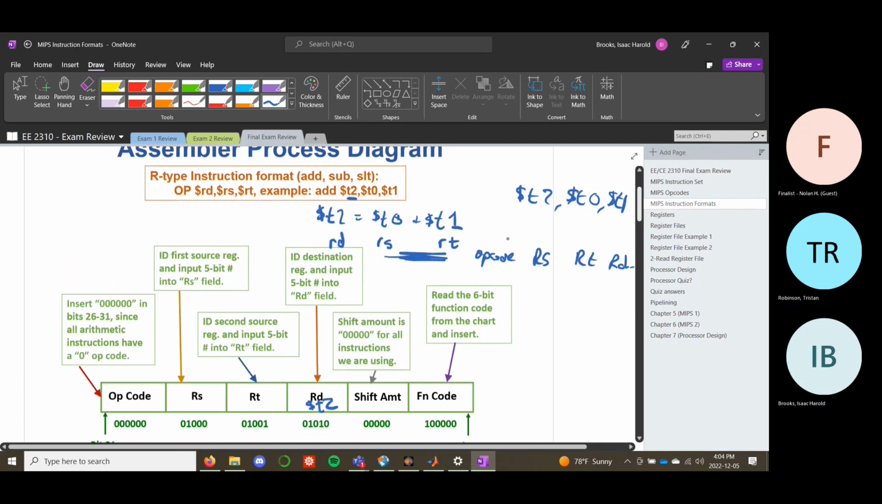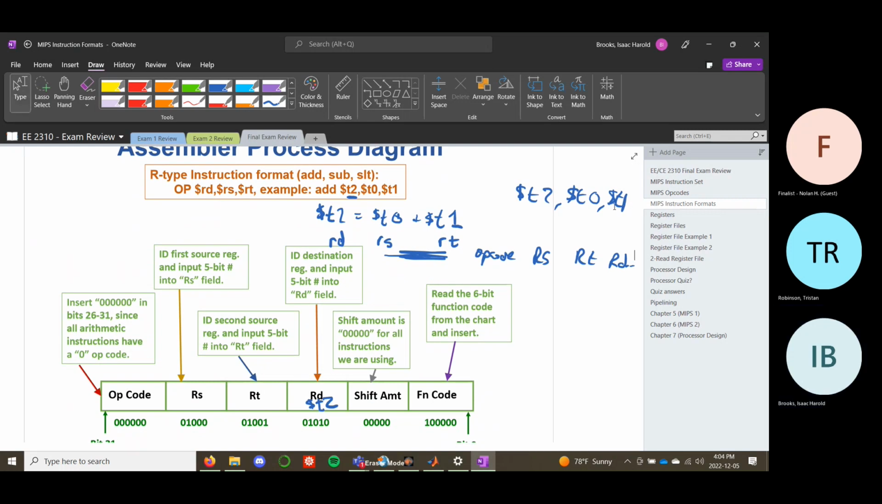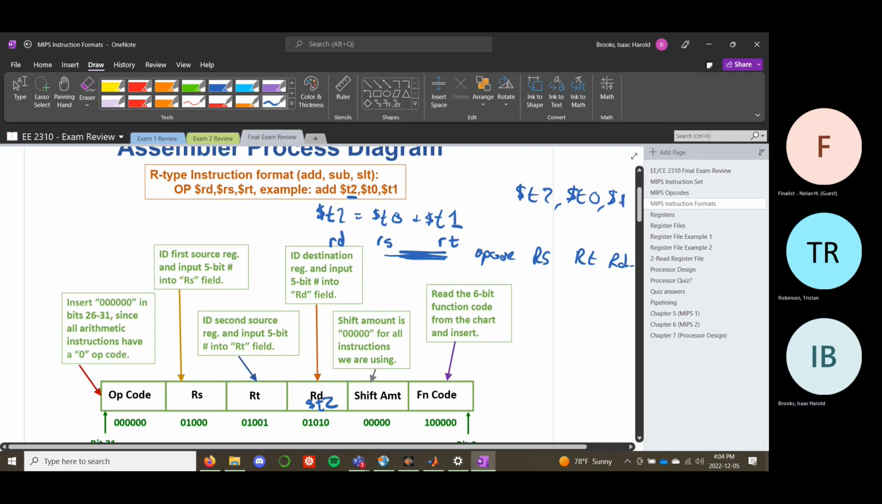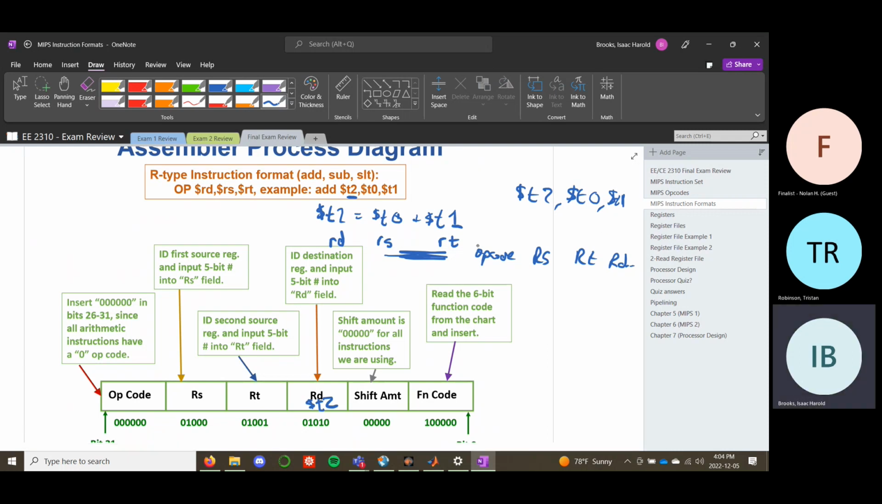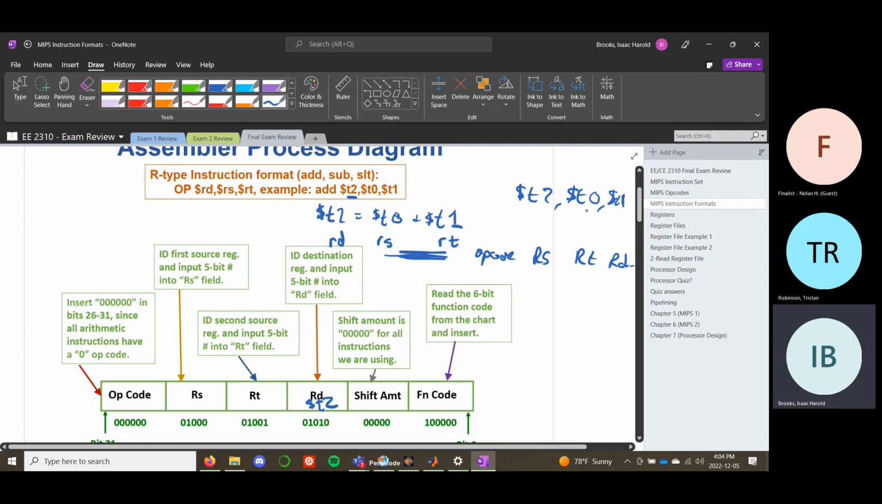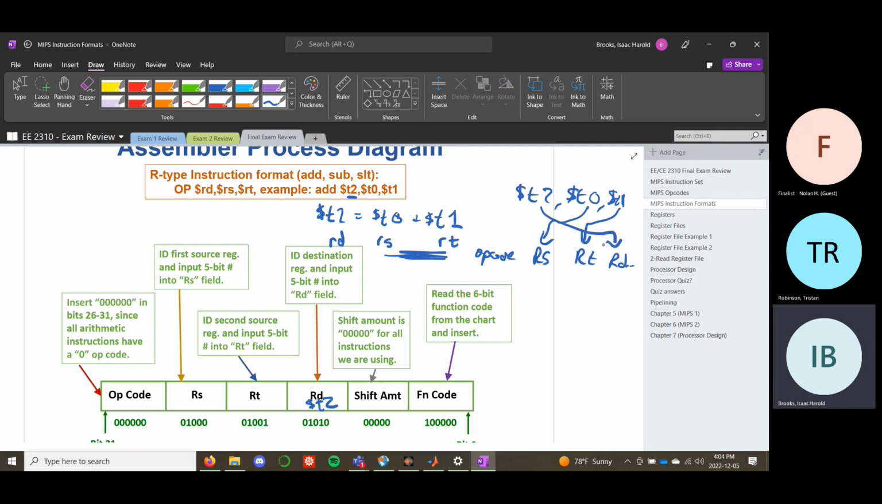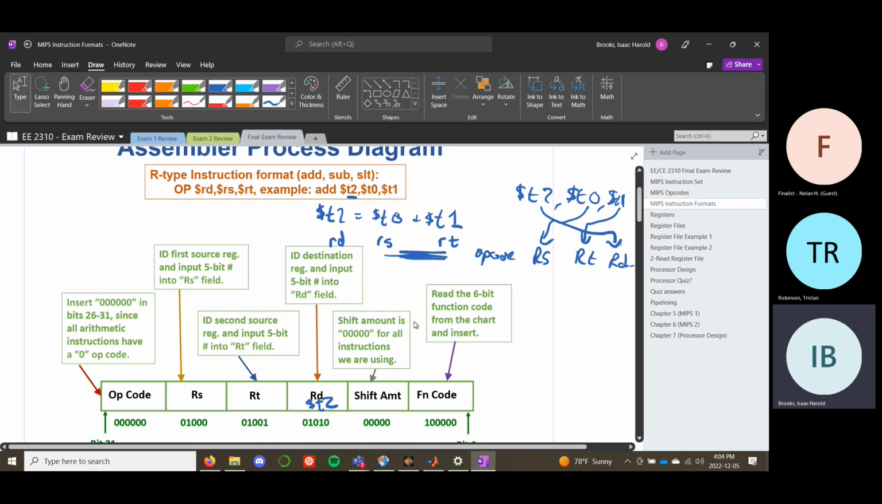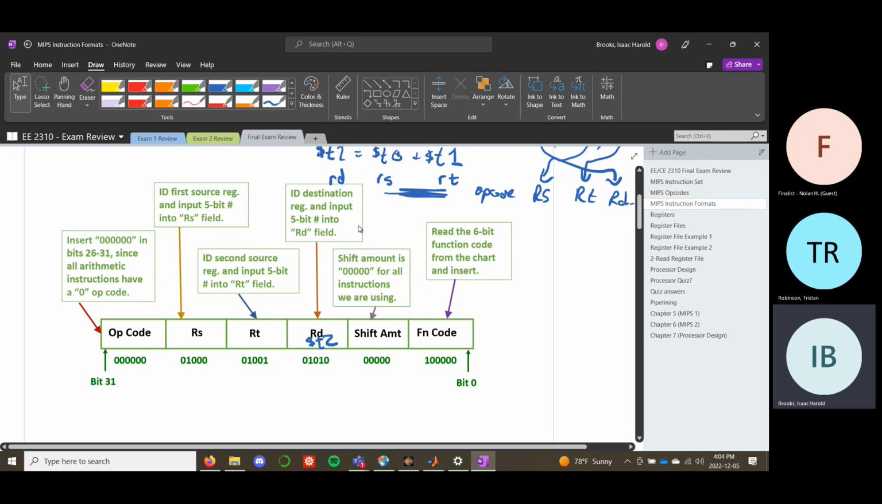So the last one, T1 is your RS. Wait, sorry. T0 is your RS. T1 is your RT, and T2 is your RD. And you can think of them as source, target, and destination. I don't know if you talked about those, but sometimes they get switched around. So I like to try and remember which ones go where, because it can get a little wacky when sometimes you don't have all three registers in there.